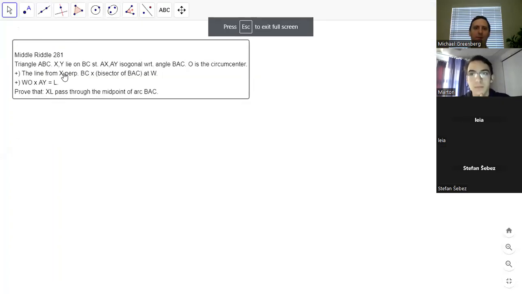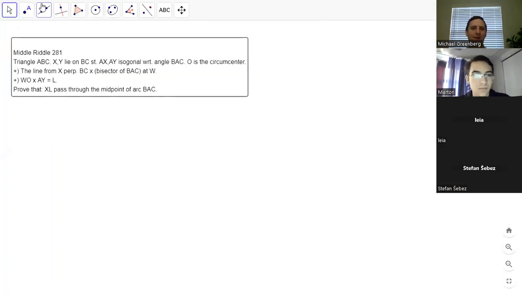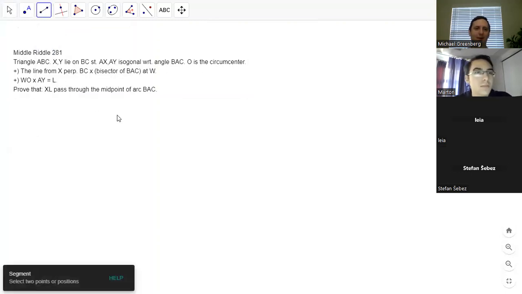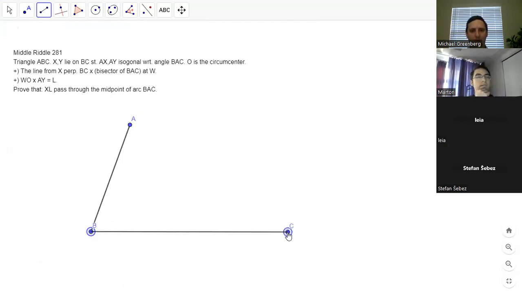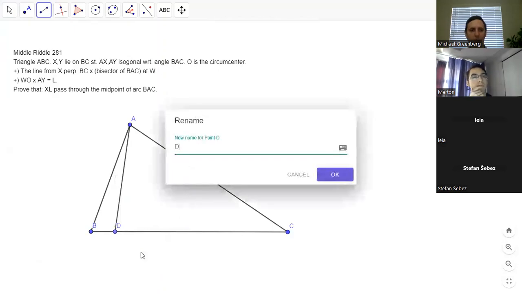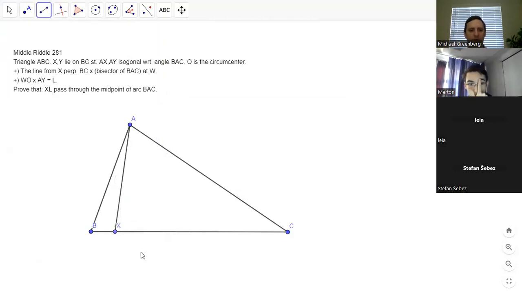Sorry, I didn't put the problems in LaTeX yet, but I think it's easy enough to understand. For this first one, we have a triangle ABC, and X and Y are any two isogonal points on BC. That's just a fancy way of saying BAX equals CAY.